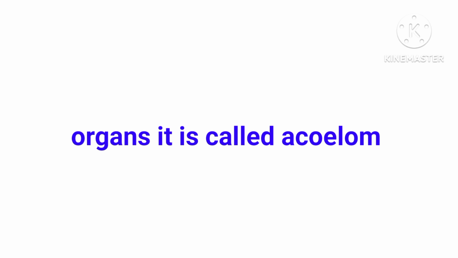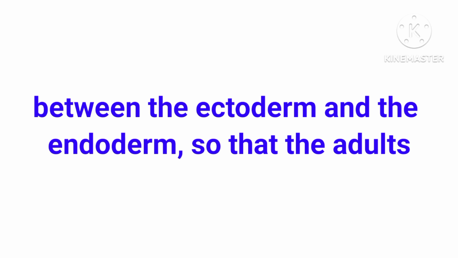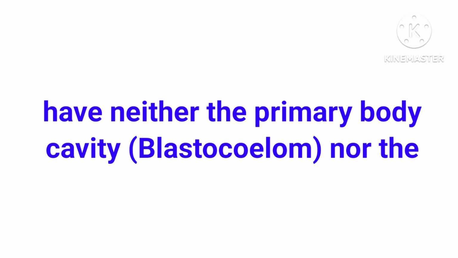It is called acoelom. The bilaterian animals in which the body cavity is absent are called acoelomates. In these animals, the mesenchyme, which is derived from the third germinal layer, occupies the entire blastocoel between the ectoderm and the endoderm so that the adults have neither the primary body cavity blastocoelom.